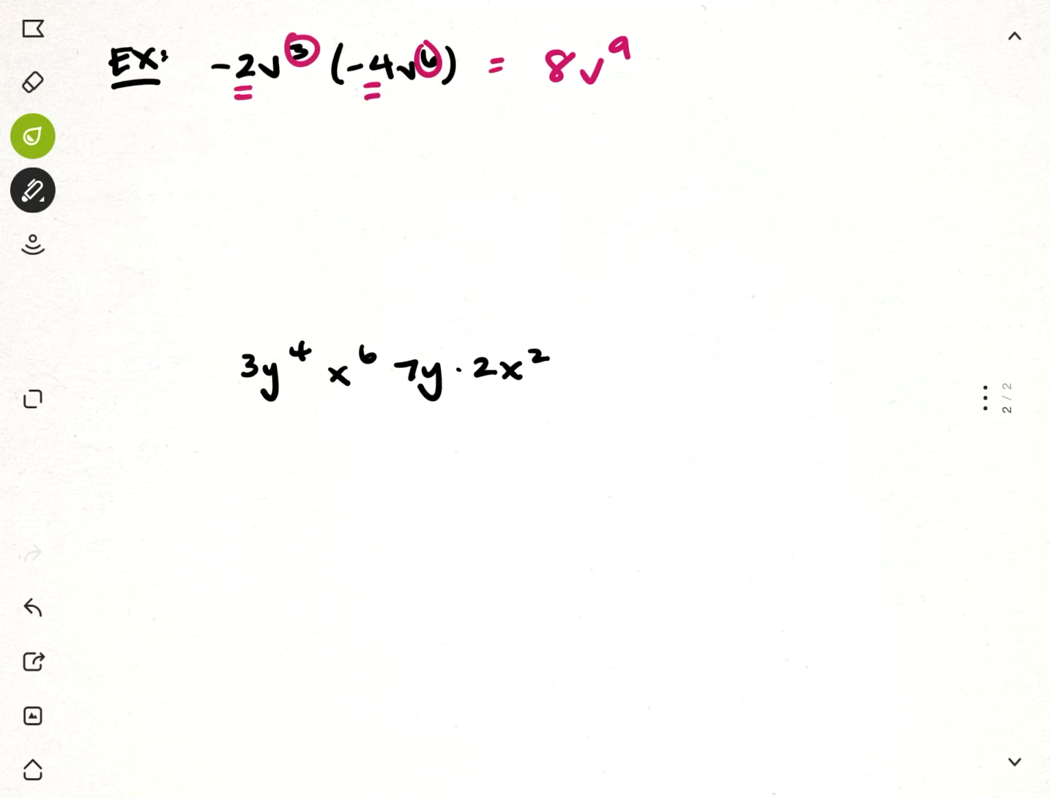All right, for the next example, same idea. It's just a little bit more complex. There's another variable in there, and there's more numbers, but we're going to treat it the same way. So we're going to do 3 times 7 times 2 is going to be 21 times 2 is 42. Then make sure we just take the y's with the y's and the x's with the x's. So let's do x to the 6 and x squared. That's going to be 6 plus 2 is 8. And then our y's, we got y to the 4th, and we got one more y, so we have y to the 5th.